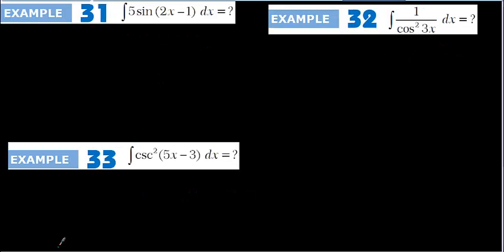Okay, 5 sine 2x minus 1. 5 times integral sine 2x minus 1 dx. I got the 5 out.